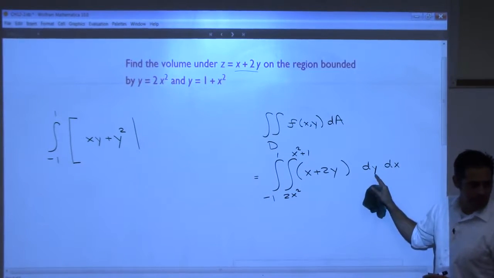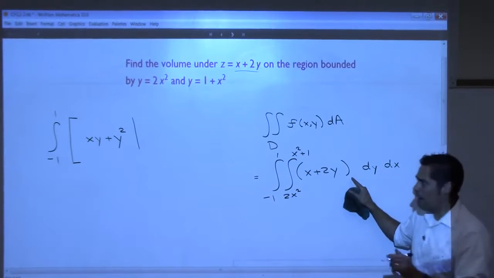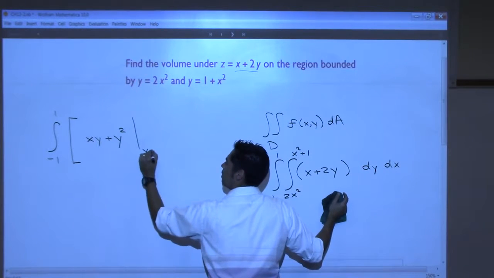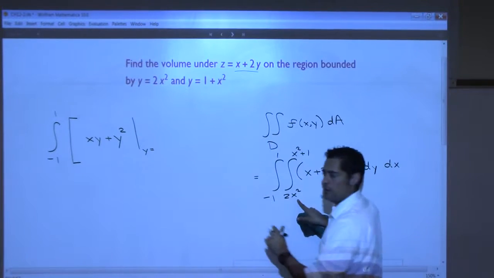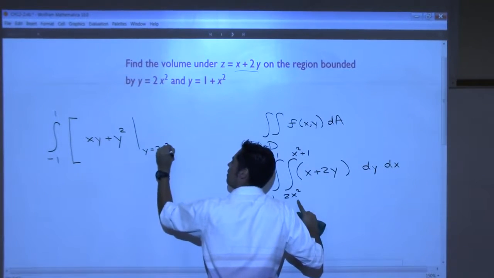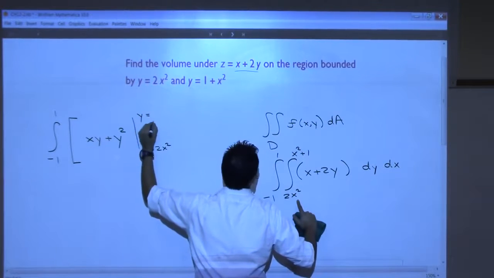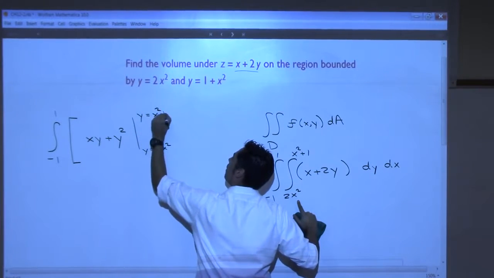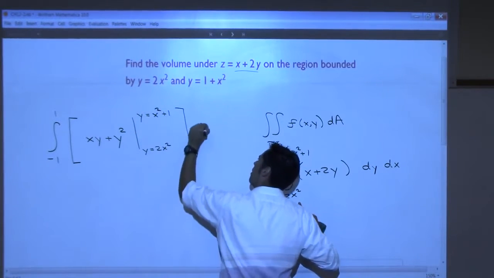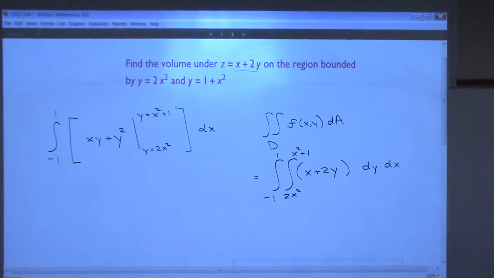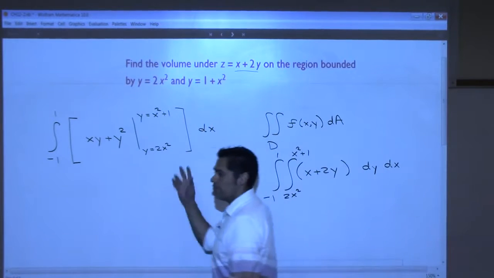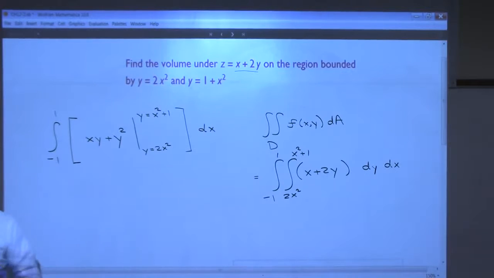y is the variable, right? So we're going to let y be first the lower limit of integration, which was 2x squared. And then we're going to let the upper limit of integration be x squared plus 1. We're going to figure all that out, and then we're going to finish out the outer integral. So this is the first time we've ever done this, right? We've never before had to plug a function into our antiderivative.